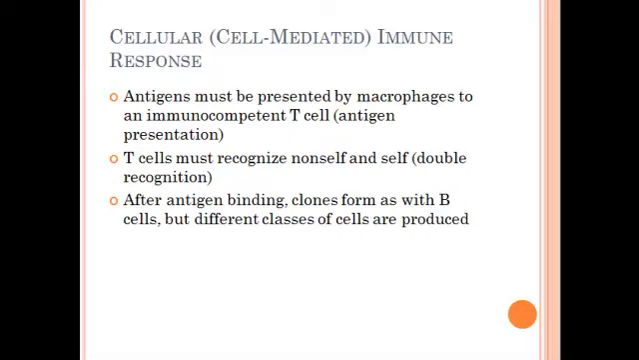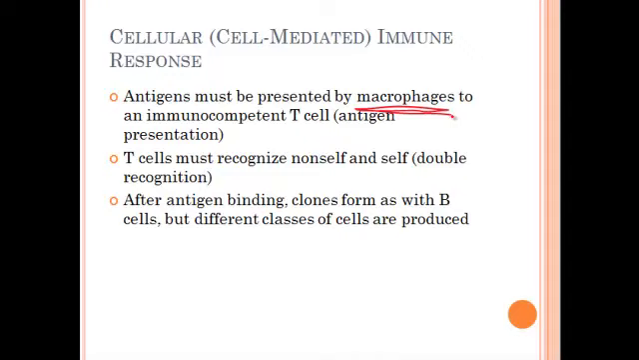So the T cells can't directly attach to antigens that are just floating around in the body. Instead, there's an interesting situation here where these antigens have to be presented by other cells, and these cells are the macrophages. So what happens here is the macrophages will engulf an antigen, and then they'll present it. That antigen will end up on the plasma membrane on the outside of the cell, and it'll present itself to the T cells.